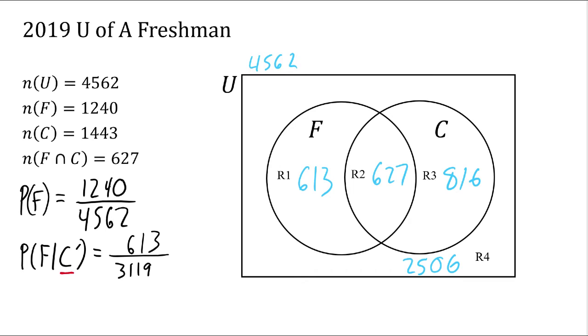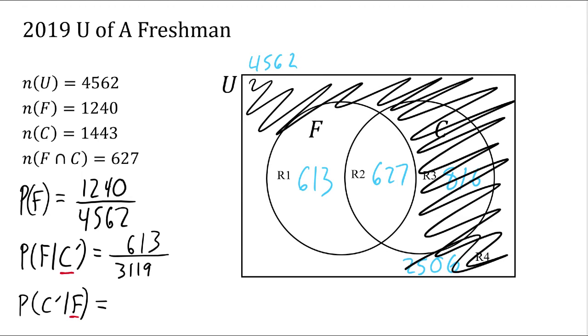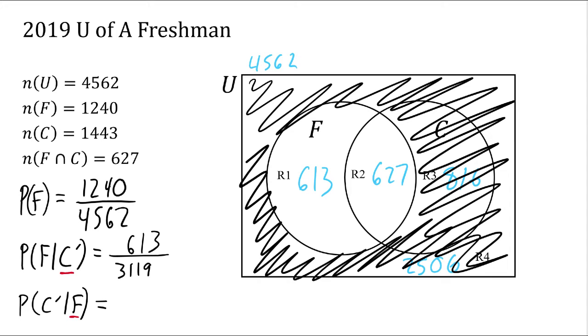Now let's say, what's the probability that a student is not taking English composition given they are taking finite? So now we've just reversed the order. Here, the given part is finite. Now we know they are enrolled in finite, which means they are not outside of the finite circle. So we can just cross everything else out that is outside of the finite circle. We don't care about any of those numbers anymore.